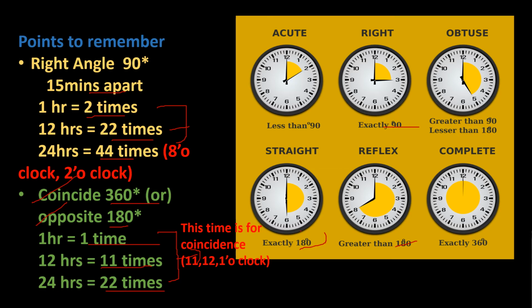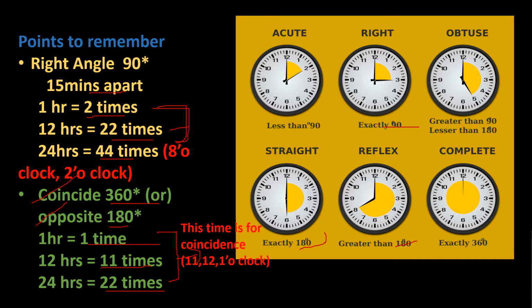So I will try to explain this logic. Try to understand, okay? Every 1 hour, the minute hand and the hour hand are at a right angle 2 times. So students will blindly calculate that 2 into 12 gives 24 times, and 24 into 2 gives us 48 times. But the answer is wrong.